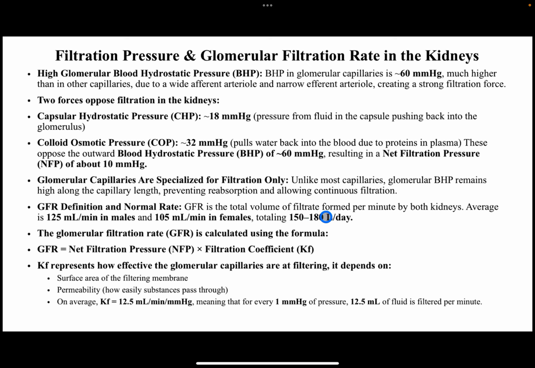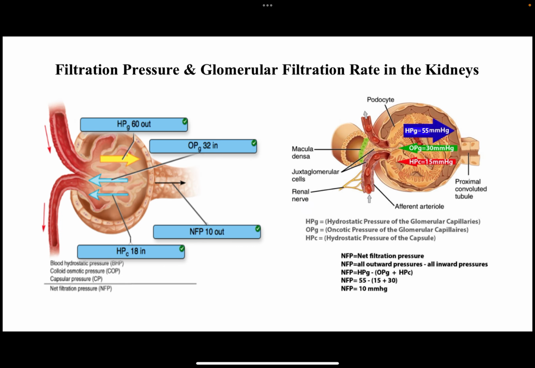So in a day, this amount of filtrate is formed by the kidneys. But because of reabsorption, you shouldn't expect the person to urinate all of this away in a day. Okay, so basically that is it for the filtration pressure and the glomerular filtration rate in the kidney.